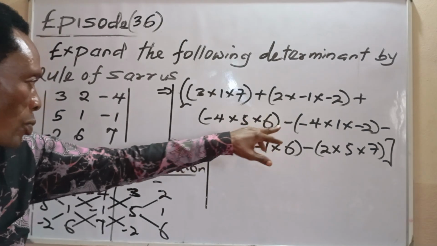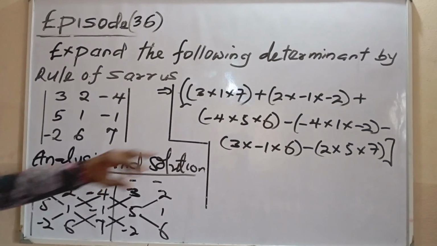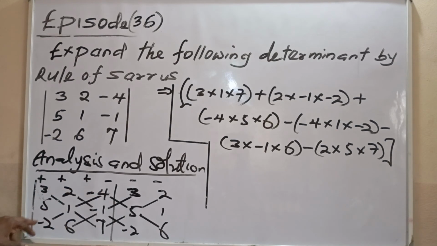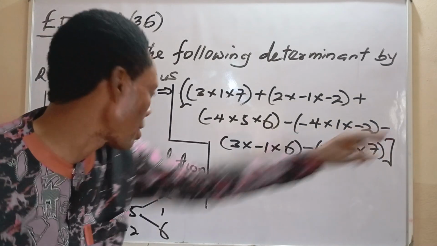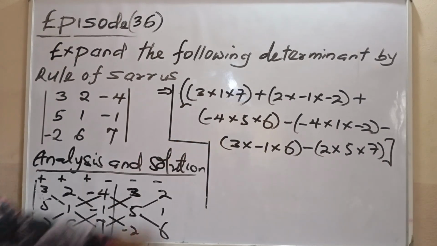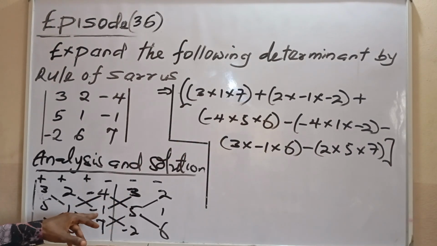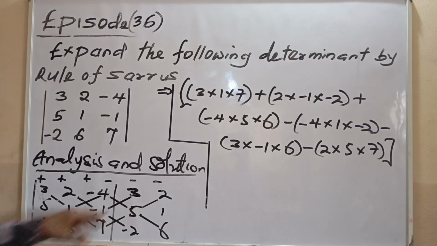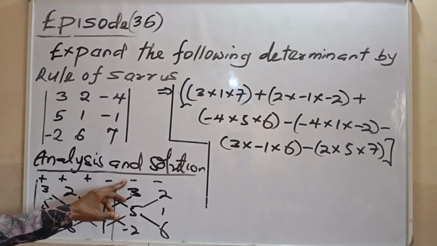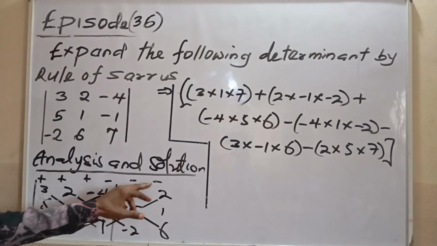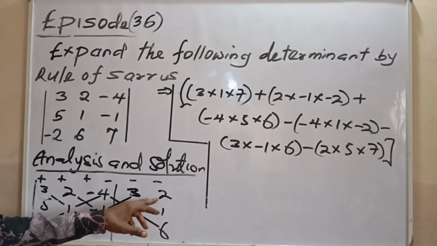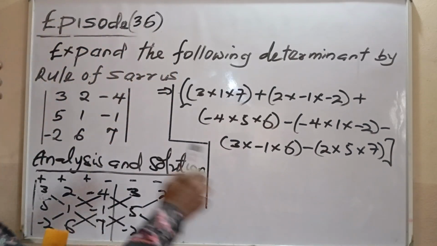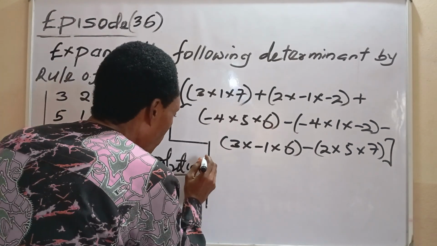Close bracket, minus, open bracket and close: this is minus 4 times 1 times minus 2. That is it. Minus, open bracket and close: 3 times minus 1 times 6. Then minus again, open bracket and close: 2 times 5 times 7. Then you close it.